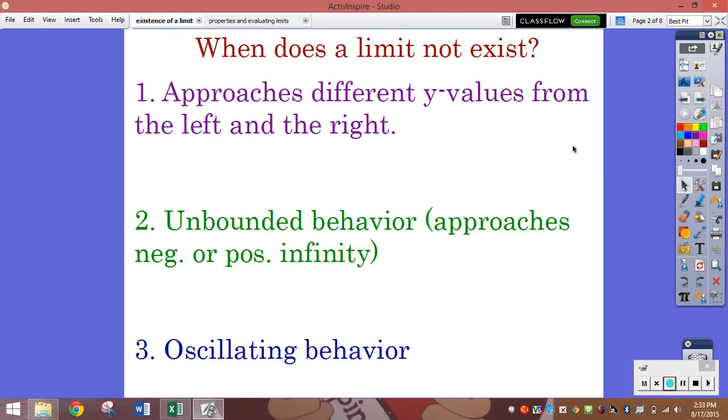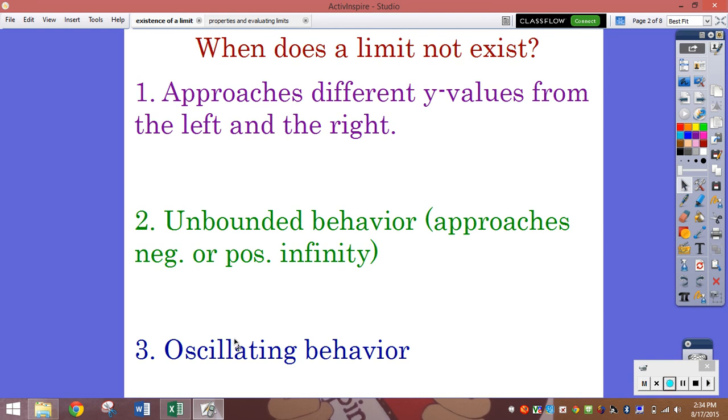The first case is if the curve approaches a different y value from the left and the right. So the two pieces of the curve don't meet at the same y value. The second case is if we have unbounded behavior, so our curve curves upward and approaches positive infinity, or curves downward and approaches negative infinity. So it just kind of shoots up or down without bound.